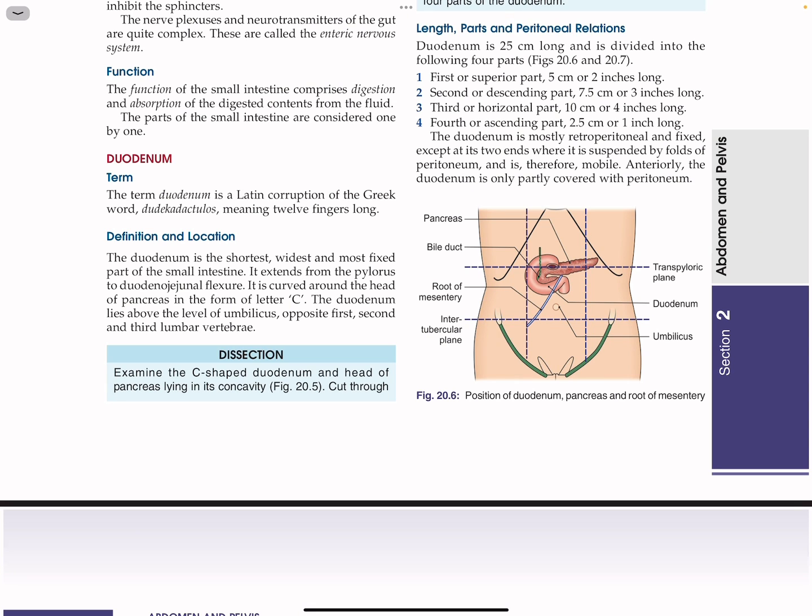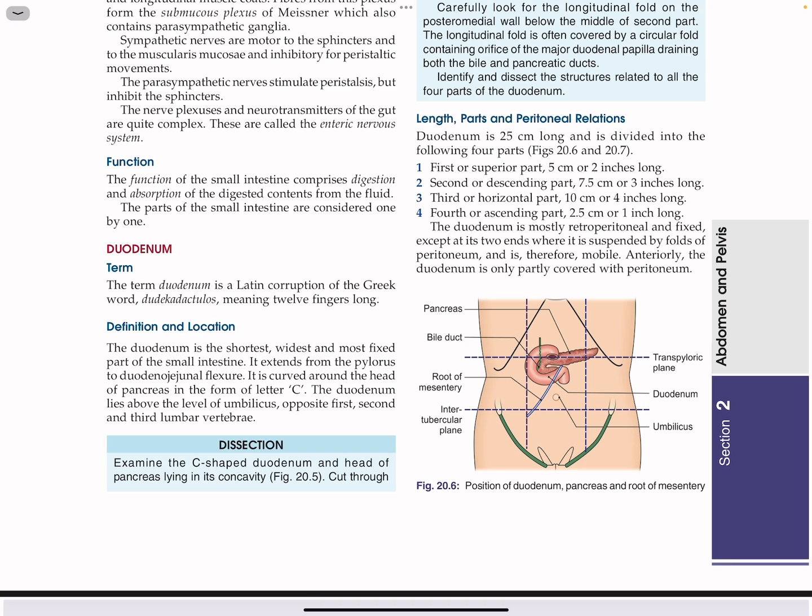Duodenum. The term duodenum is a Latin corruption of the Greek word duodecadactylus, meaning 12 fingers long. The duodenum is the shortest, widest, and the most fixed part of the small intestine. It extends from the pylorus to duodenojejunal flexure. It is curved around the head of pancreas in form of letter C. The duodenum lies above the level of umbilicus, opposite first, second, and third lumbar vertebra.